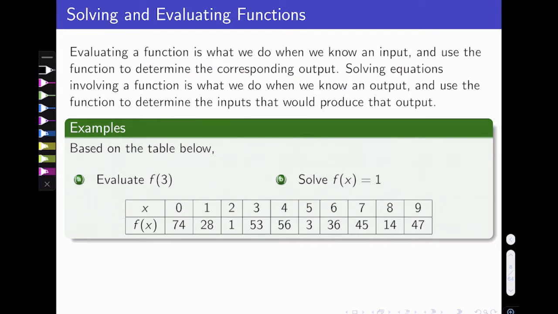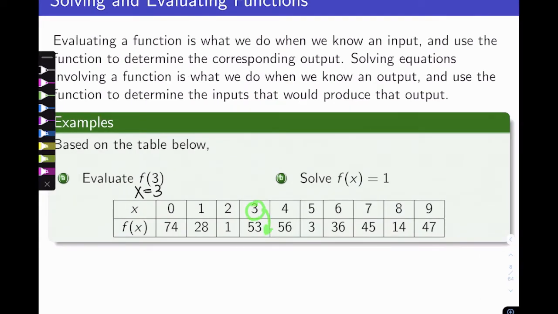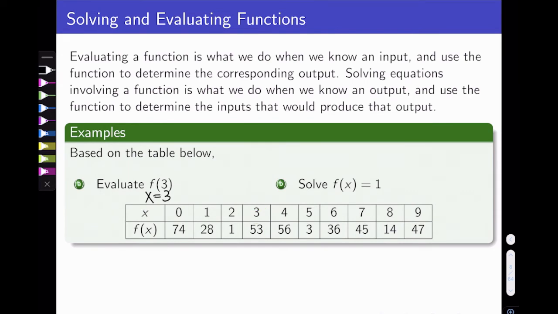Before we do that, we'll look at solving and evaluating functions from a table. When we evaluate a function, it's what we do when we know the input value and we use the function to determine the corresponding output. If we're solving the equation, we know the output and we want to find the corresponding input value. So we want to evaluate f of 3. This tells us that x equals 3 for our table. In our table, the input is x and the output is f of x, so f is a function of x. And so in our table, we go to where x equals 3 and we look at the corresponding output, which is 53. And so to answer this question, f of 3 would equal 53.